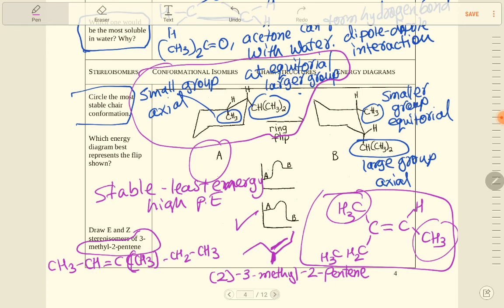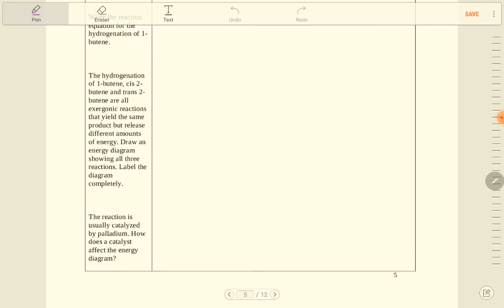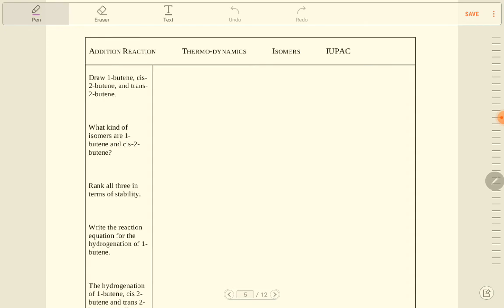All right, now let's see the next example. I'm going to scroll up. We need to draw 1-butene, cis-2-butene, and trans-2-butene. So, 1-butene. It's CH3, CH2, CH, double bond CH2, that's 1-butene.